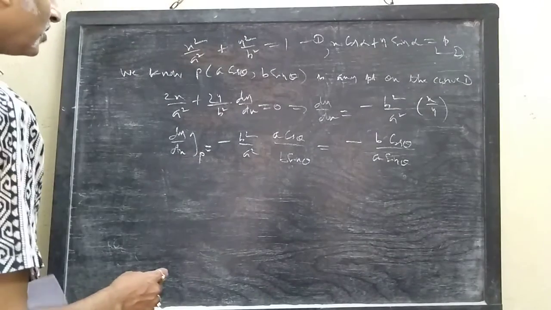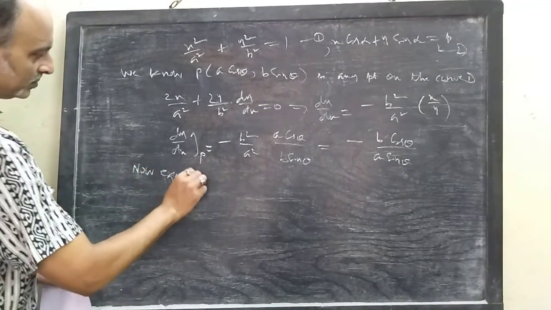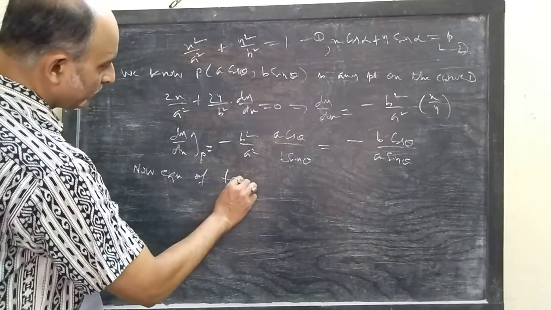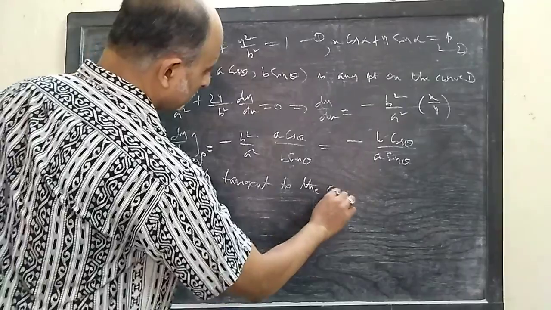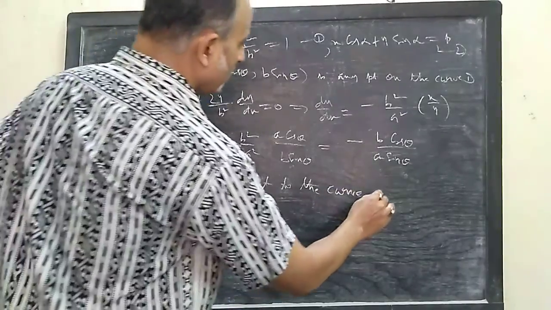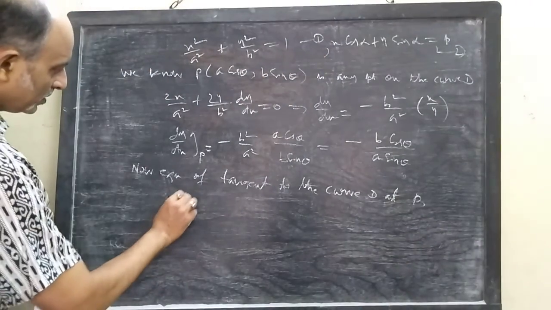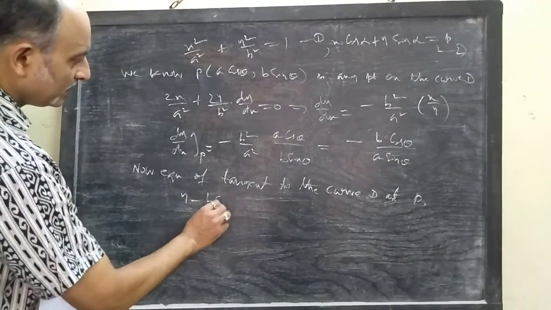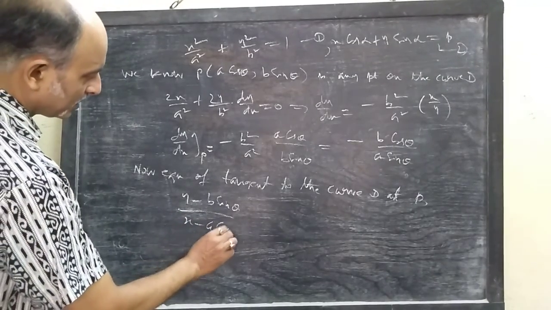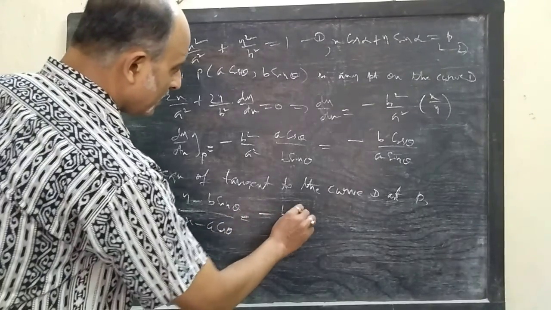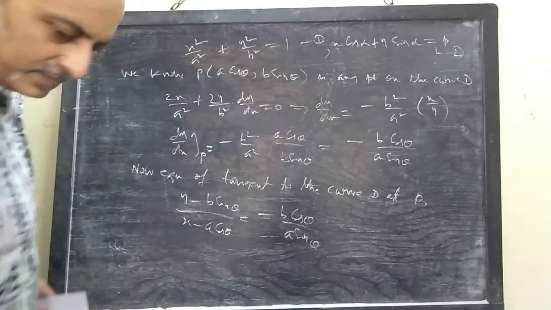So now write the equation of tangent to the curve 1 at P. y minus b sin theta by x minus a cos theta is equal to minus b cos theta by a sin theta.